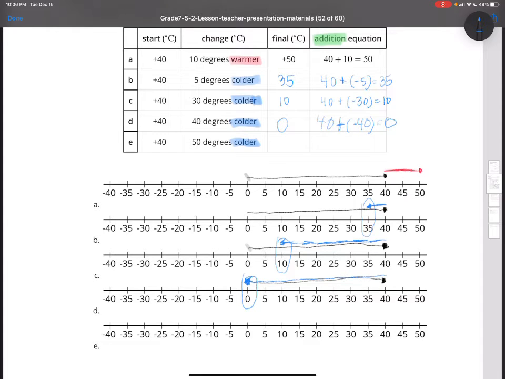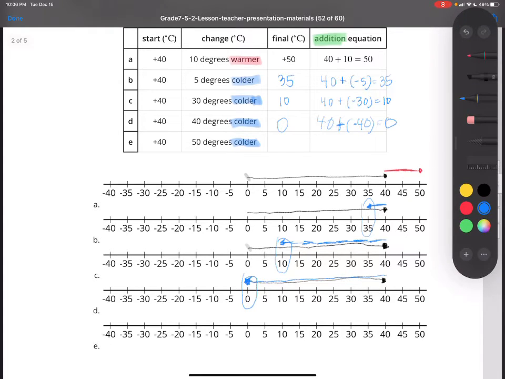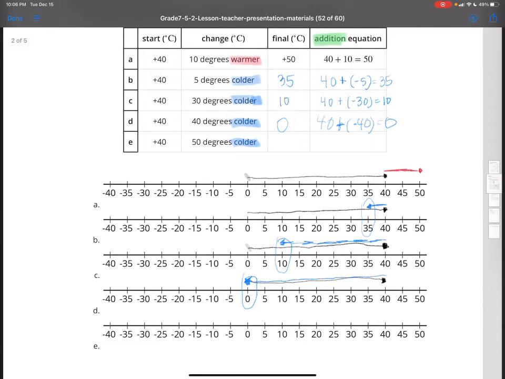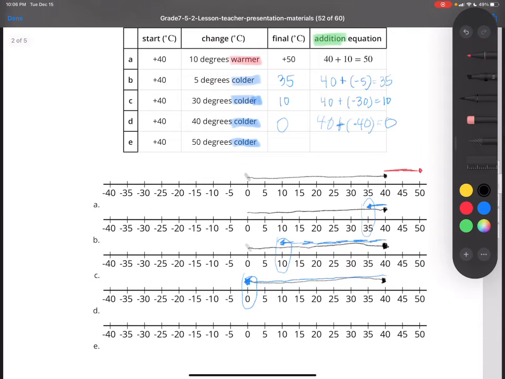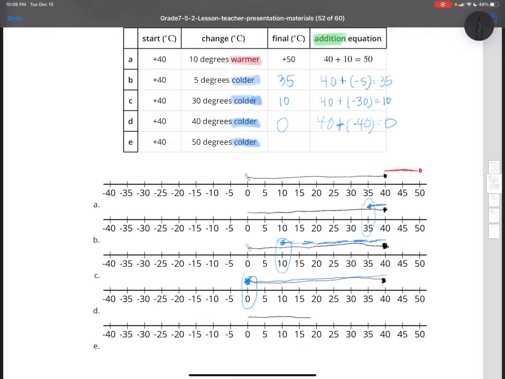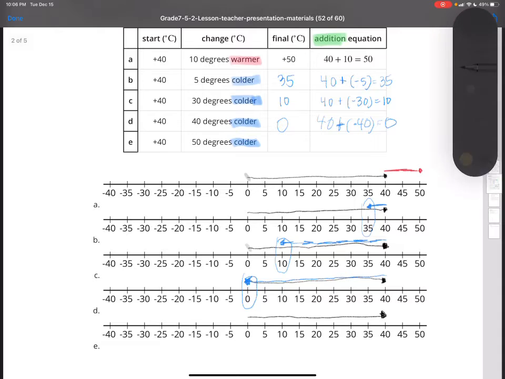Okay. So then the first number is 40 again. All right. We're going all the way to 40. And then we're going back 50 degrees.